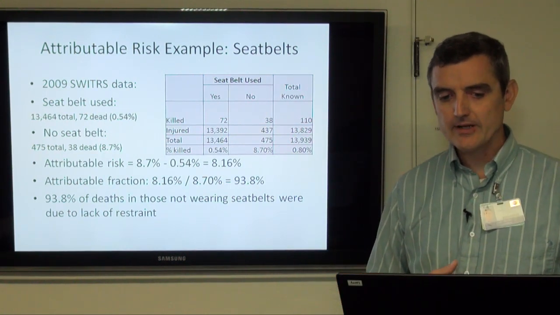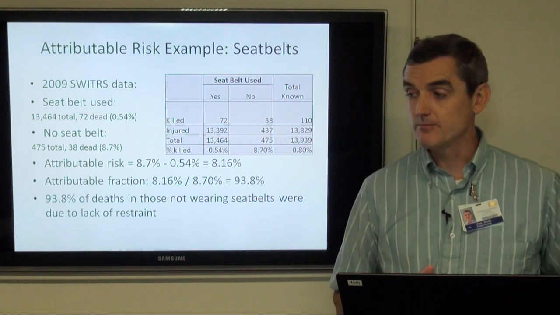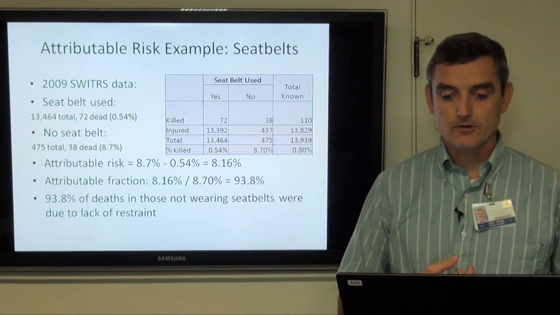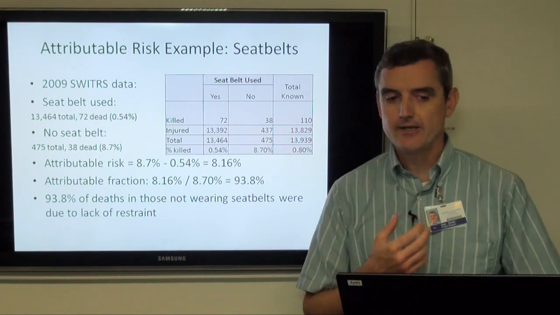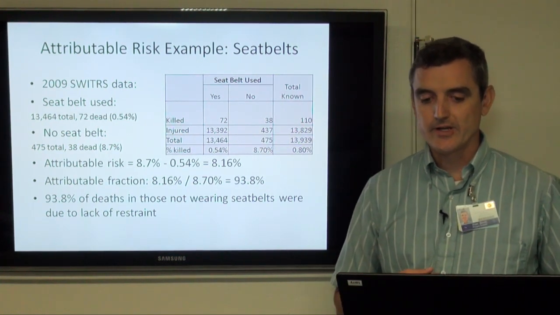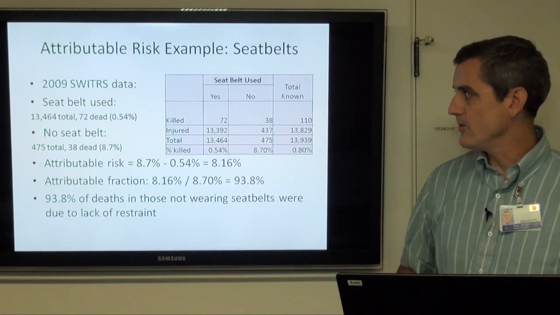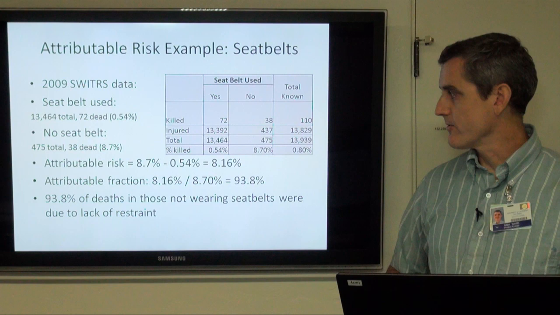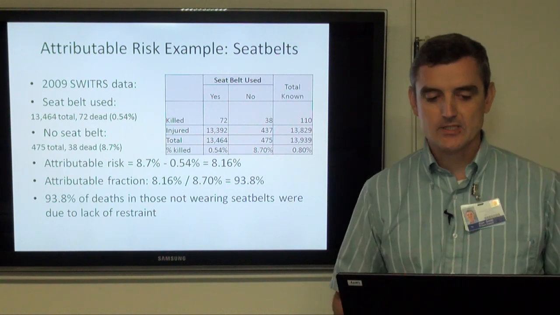And so in looking at the proportion of people who died and whether or not they used a seatbelt. In 2009, among those who actually used a seatbelt, we had over 13,000 people in injury crashes. 72 of them died in that collision, for a death rate of 0.54% in that group. Those who did not wear a seatbelt, we'll think of them as the exposed group because they're exposed to the more dangerous situation. There were 475 of them. 38 died, for a death rate of 8.7%.